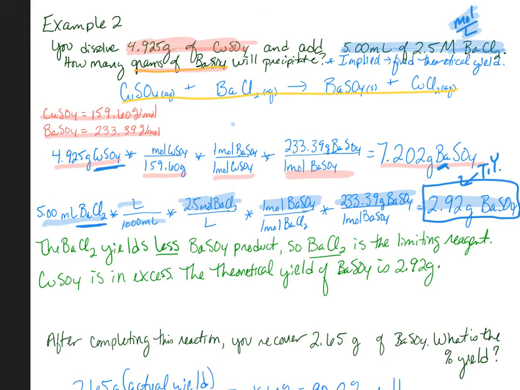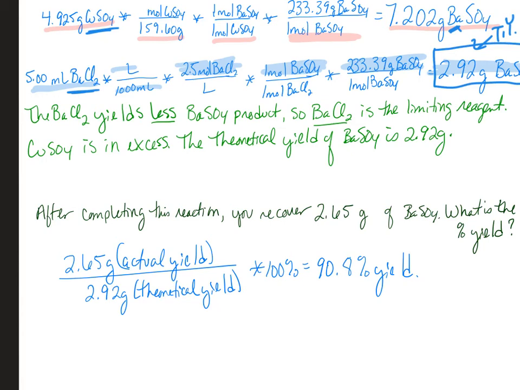So let's say you go into the lab, you try to complete exactly what it's saying. After completing the reaction, you get 2.65 grams of BaSO4. What's the percent yield? So you take the actual yield, you divide that by the theoretical yield, and you multiply times 100%. And you get 90.8% yield. That's actually a pretty decent yield.